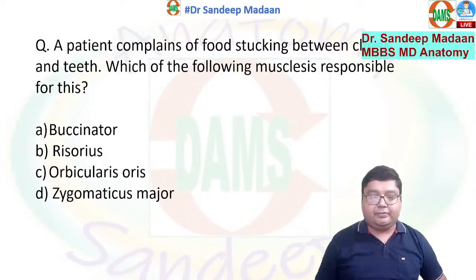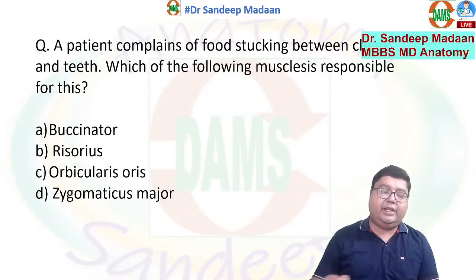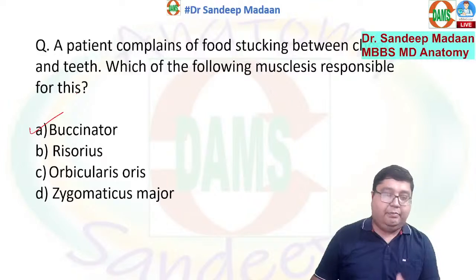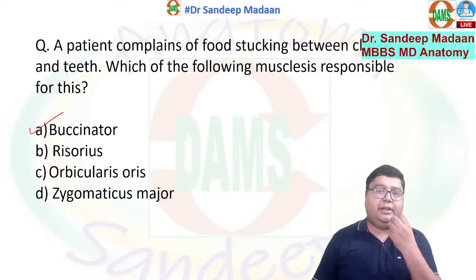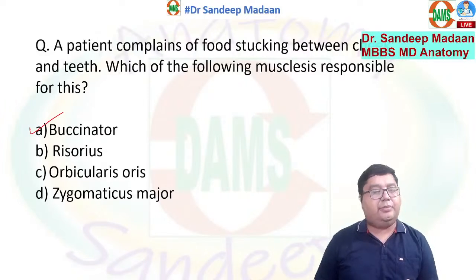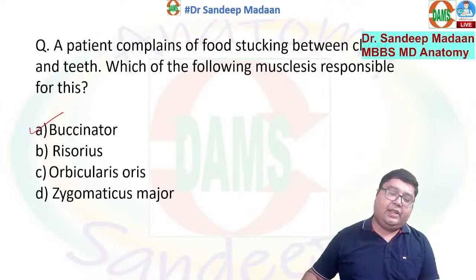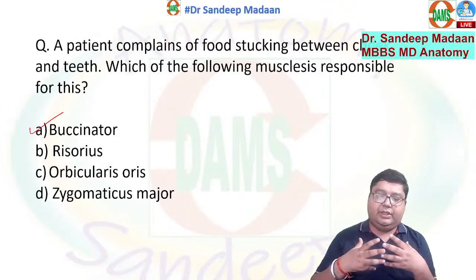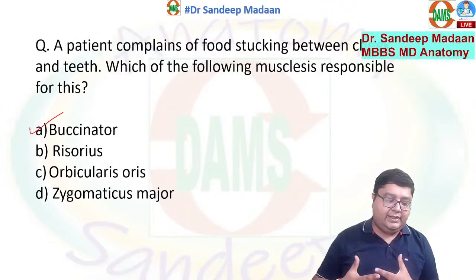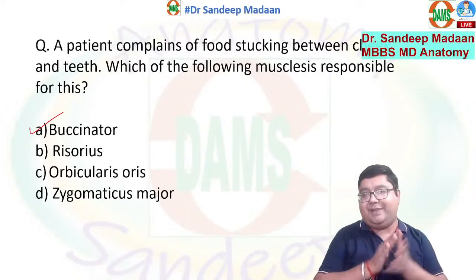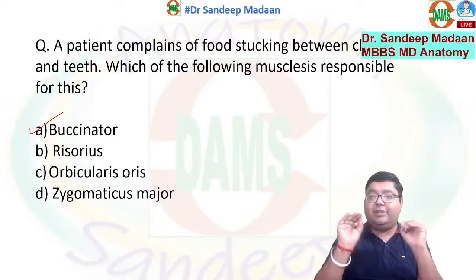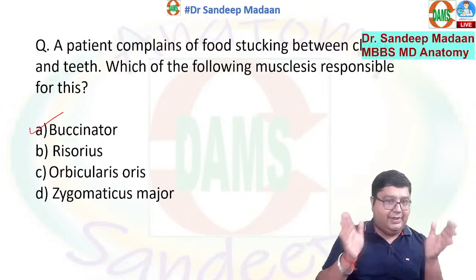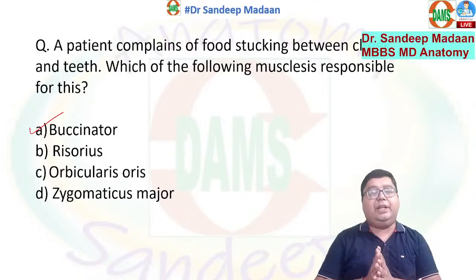This question, straightforward answer, buccinator, because buccinator is a muscle of facial expression. There is no doubt about that. Blowing and whistling and all those actions, the buccinator is the muscle for those. But when we talk about this buccinator, it is considered an accessory muscle for mastication. Why? Because the process of mastication is not done by the buccinator, that is done by the muscles of mastication, which are supplied by the mandibular nerve.